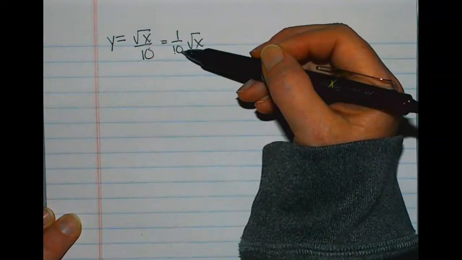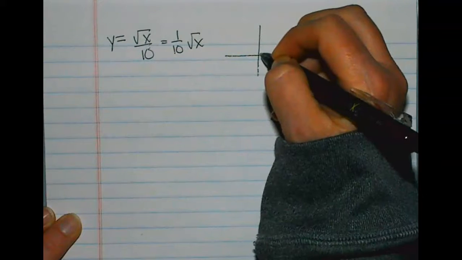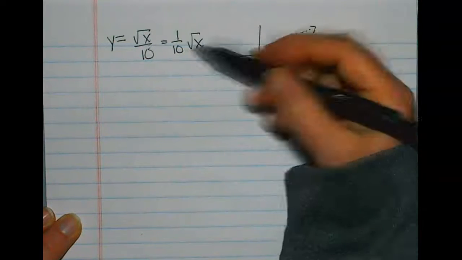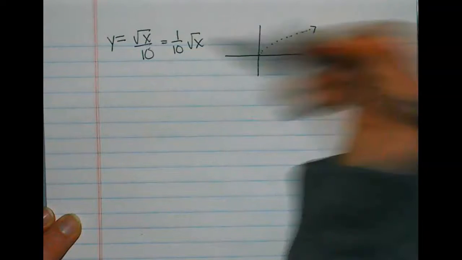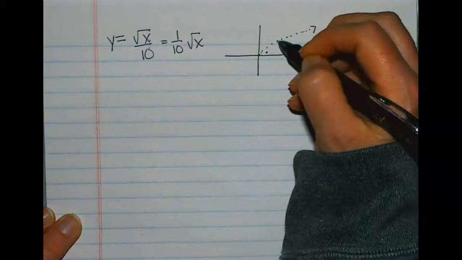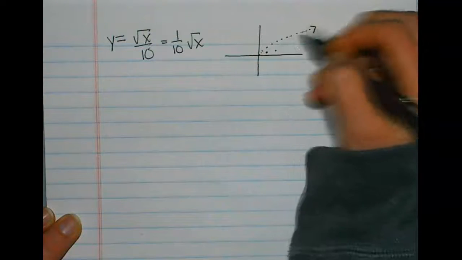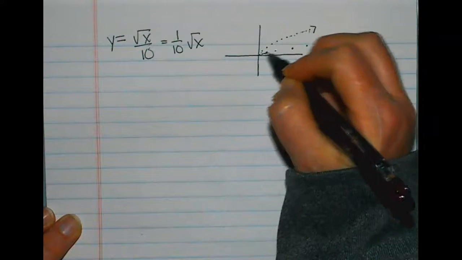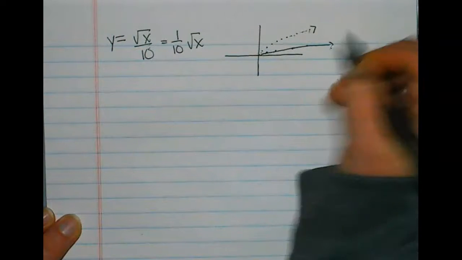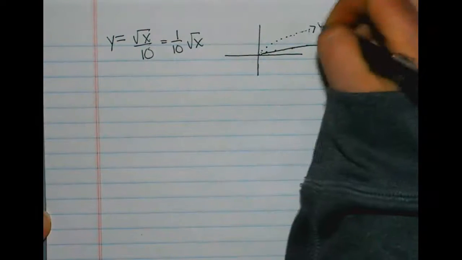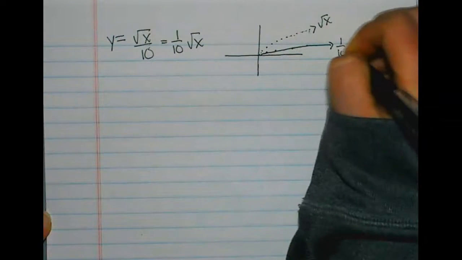This number is smaller than 1, so I'm going to know what the graph of the square root of x looks like. We've just been graphing that. But this takes every x value and shrinks it. So this x value is going to be 1/10 of that. And this x value is going to be 1/10 of that. This x value is going to be 1/10 of that. And then 1/10 of that. So the whole graph is the same shape, but it's very flat because 1/10 is very little. So this would be the square root of x, and this would be 1/10 of that graph.